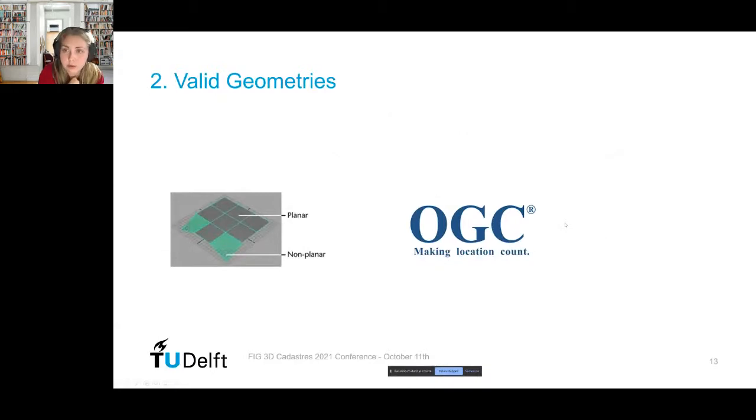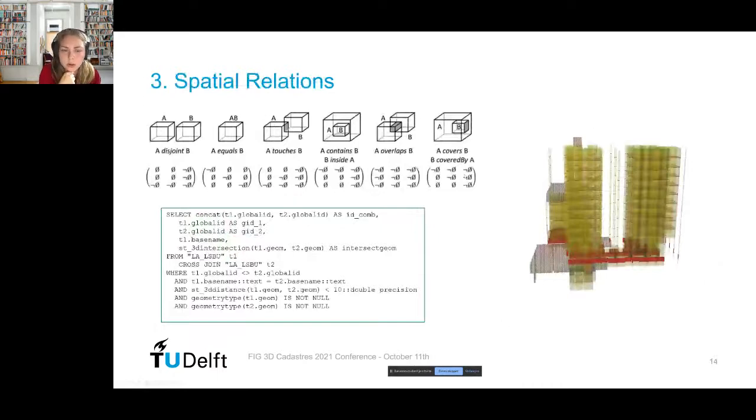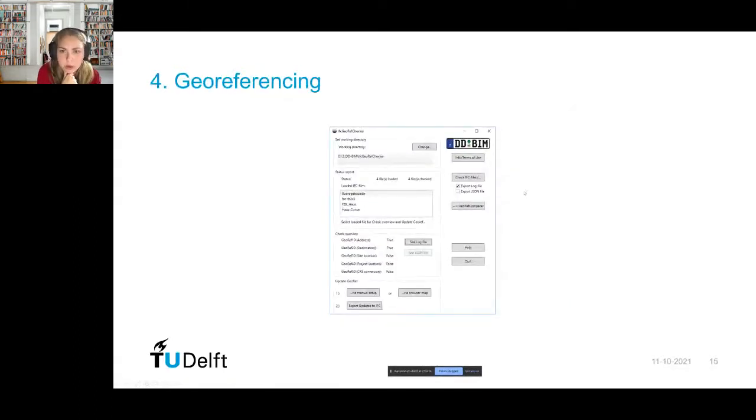For the validity of the geometries, we looked at if they comply with OGC, and also if they contain any non-planar or two-sided planes. The spatial relations were somewhat difficult because we were looking for a way how to get a 3D model. But in the end, we first converted them into a Postgres database, and then we did a 3D intersect. And with the remaining volumes, we checked, are they planar or are they volumes? And based on that, we checked if there is any overlap in the models. For the georeferencing, we integrated IfcGeoRefChecker into the FME workspace, which checks which attributes are available to georeference a BIM IFC model.